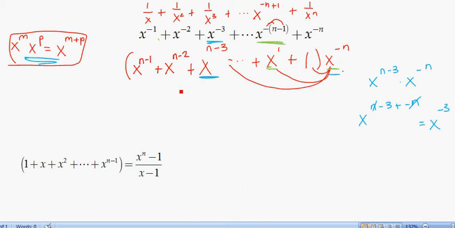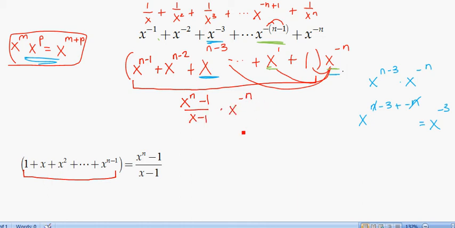And now what we should recognize is that this part right here is exactly this term over here that we found on page 243. So we can replace that parentheses with what it's equal to. This is equal to x to the n minus 1 over x minus 1, but then we still have this times x to the negative n. Okay, now what they do in the book is they say, okay, let's distribute this x to the negative n back in.